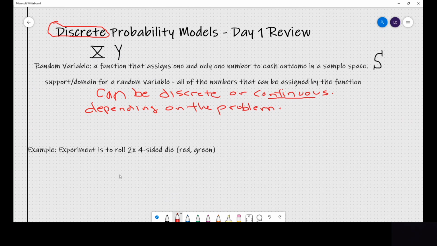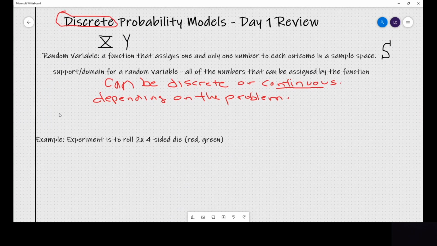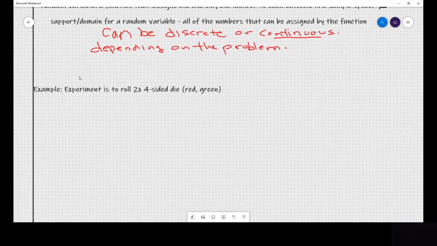Okay, and here's an example. Again, we're going through the definitions here, but we're going to see an example of what a random variable is. I'm going to give you a couple of different random variables for a particular experiment. Then we'll come back and find out what the support is for each one of those and see where the support comes into play.